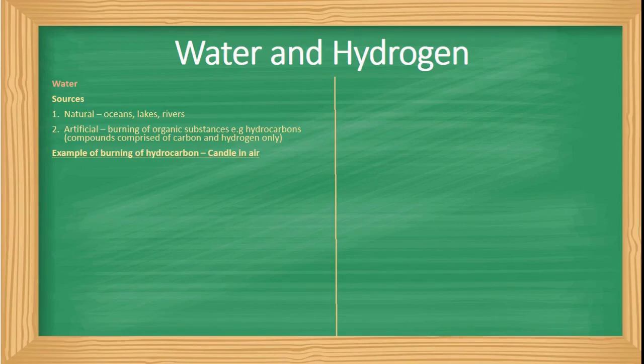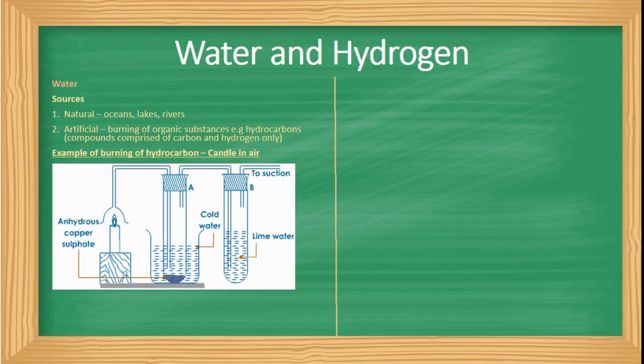So as an example, just to illustrate how it is possible to get water from burning of hydrocarbons, we are burning a candle in air as per the setup that I've displayed here, where we are burning a candle in air, and then whatever is produced as a product of burning, we pass it to tube A and tube B. In tube A, there is anhydrous copper sulfate, which you will notice that after we burn the candle, after some time it will turn from white to blue.